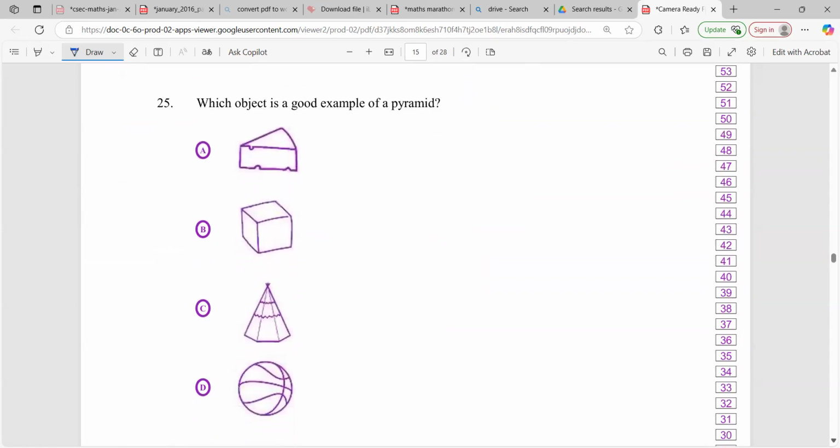All right. This one says, which object is a good example of a pyramid? Is it A, B, C, or D? Notice the word good, right? So what's up with that one, guys? And then we can discuss.